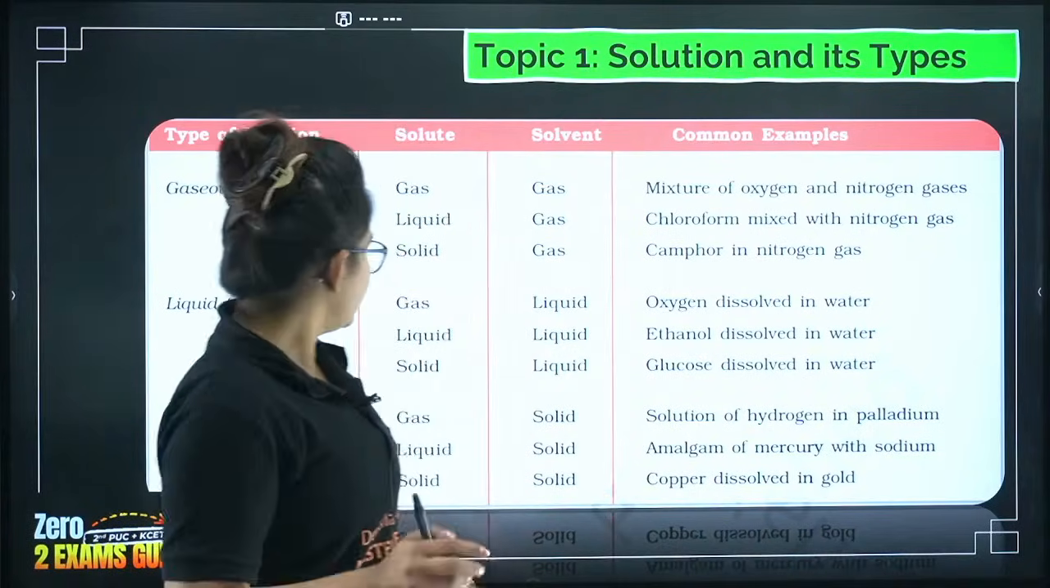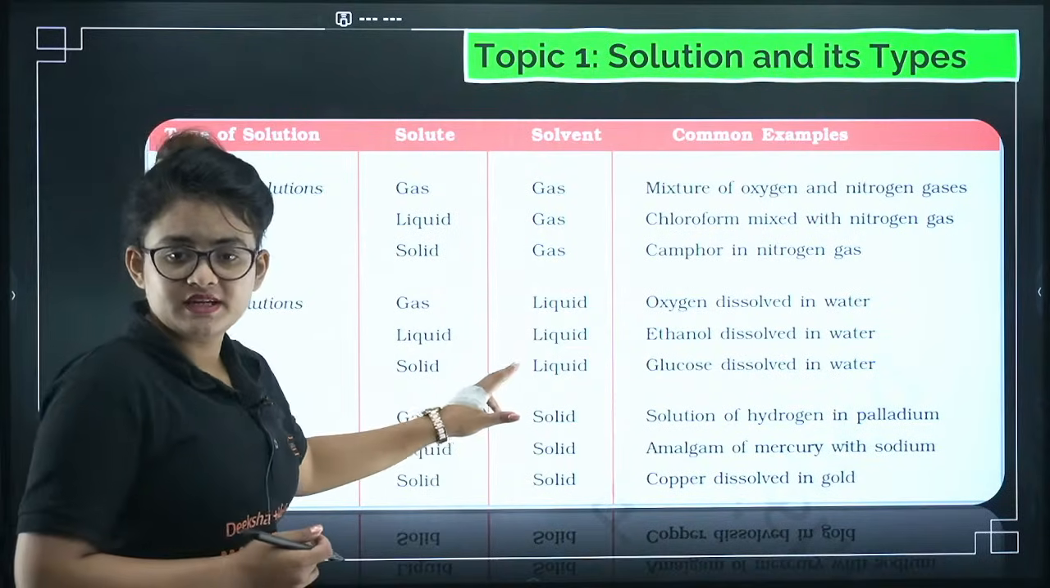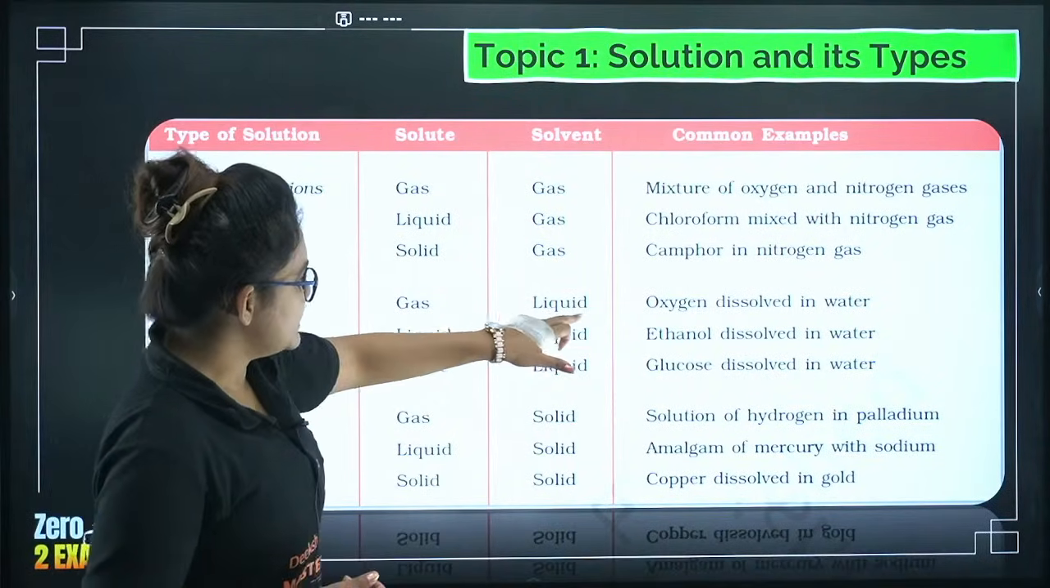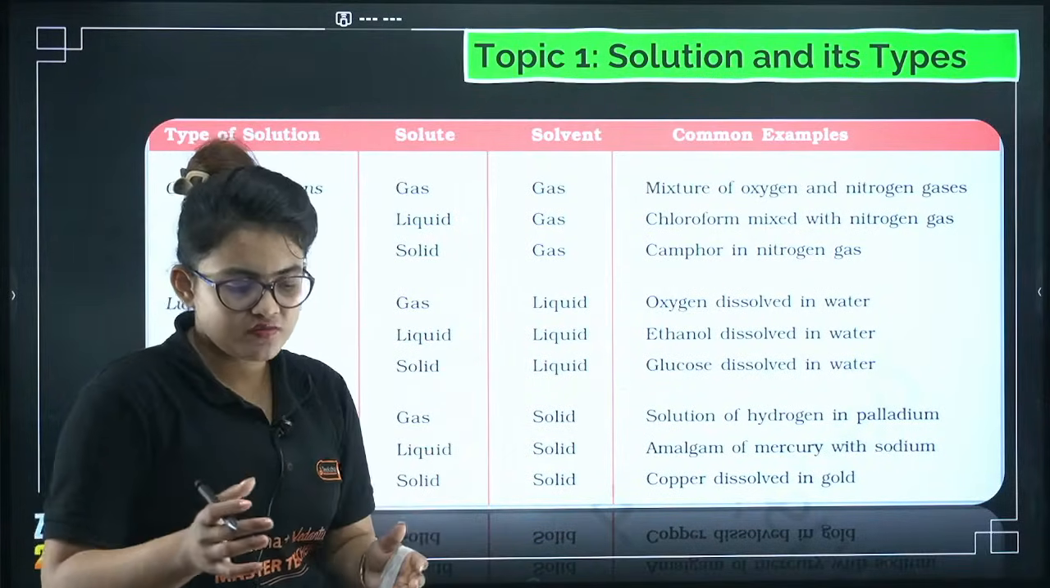Next, this is the liquid solution. Definitely the solvent should be liquid. Gas in liquid, that is oxygen dissolved in water, which in general you can see in any kind of water body.